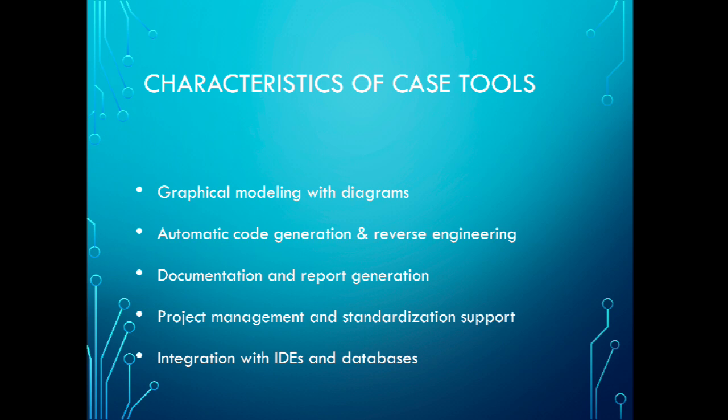This is the powerful feature where a CASE tool can take a design model like a UML diagram and automatically generate the basic source code. For example, a tool like StarUML can read your class diagram and produce all the necessary Java or C# code for the classes, including their methods and attributes. This saves a huge amount of time and prevents simple coding errors.